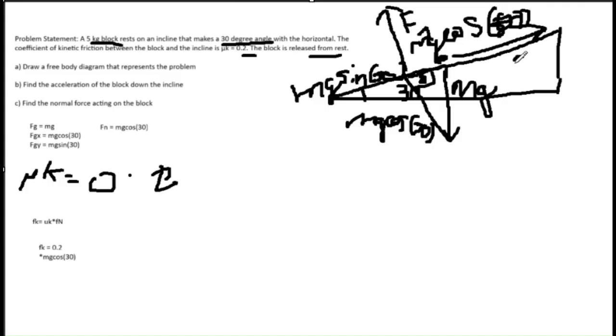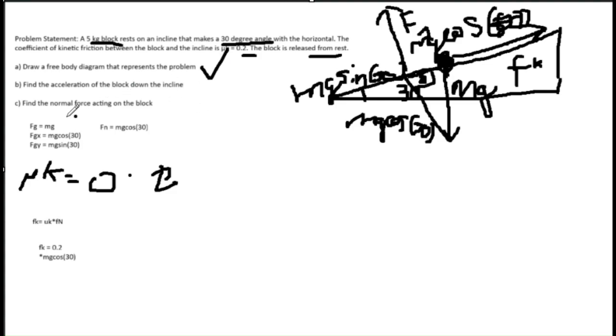So the friction component, we'll name it F of K. Okay, so we have F of N, components, mass times gravity, 30 degrees, and F of K. And we represented it all as a dot. So our free body diagram is complete. So we can check this.